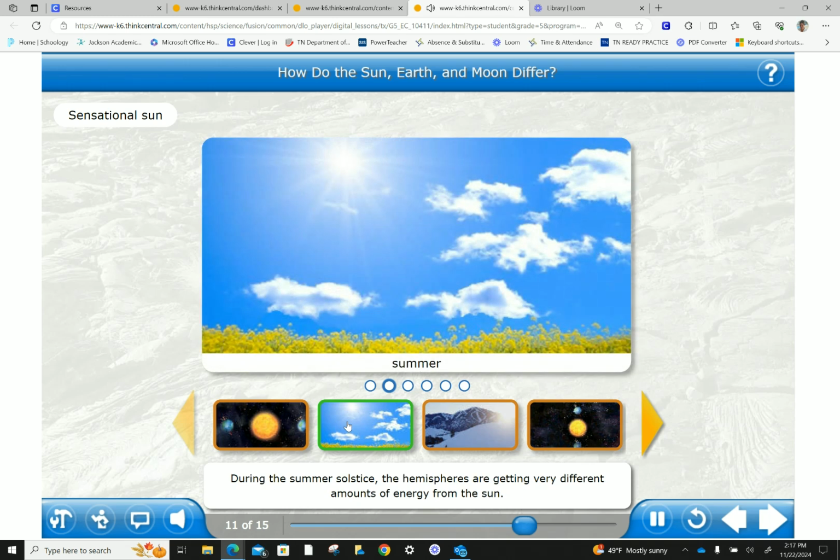During the summer solstice, the hemispheres are getting very different amounts of energy from the sun. The northern hemisphere, including the United States, is facing closer to the sun. Since we receive more light energy, our days are longer. Since we receive more heat energy, our days are warmer. This means that the days are longer, and we have more time to enjoy fun summer activities like swimming and going on picnics.